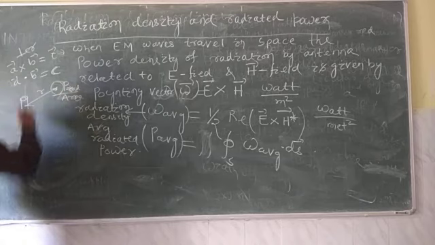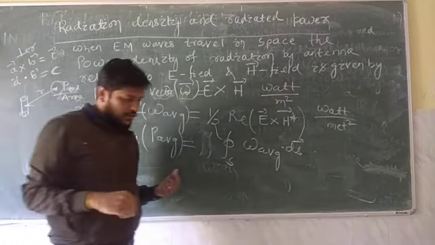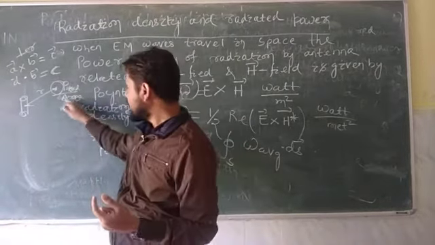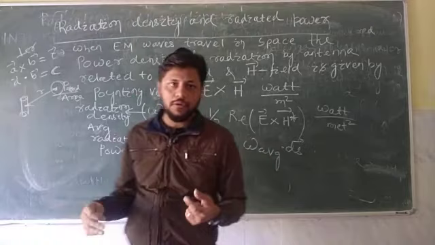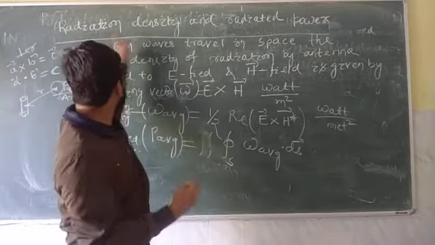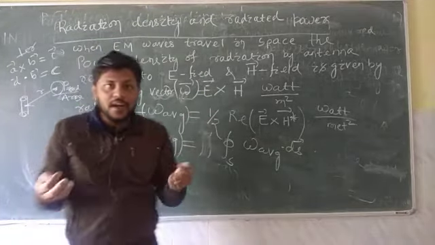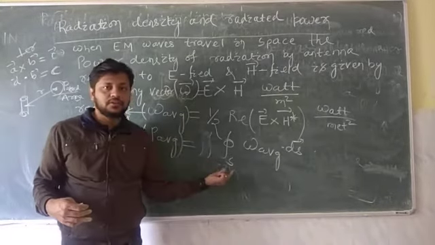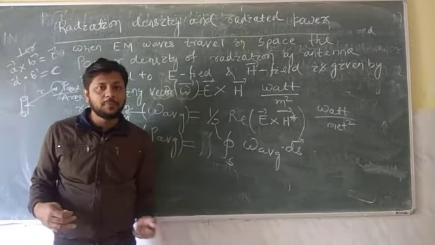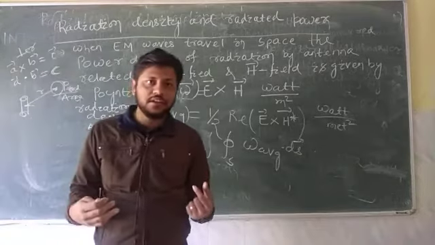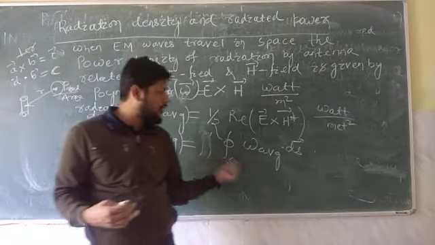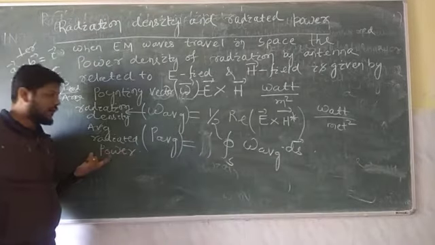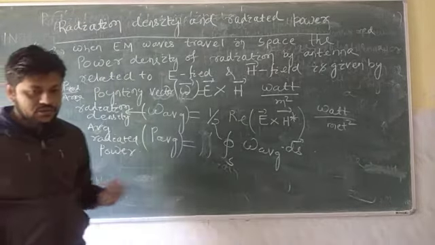Area means here this point. Always consider a sphere, your spherical area. Power radiated per unit area is known as your radiation density. Radiation density means power radiated per unit area, and the surface integration of this average power or radiation density over the surface is known as your radiated power, average radiated power. So these are a few terminologies.